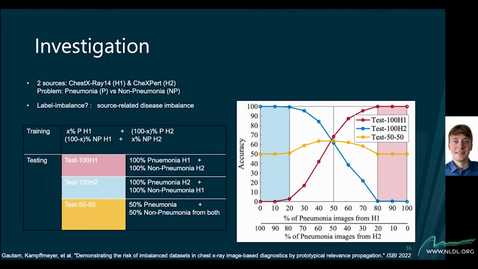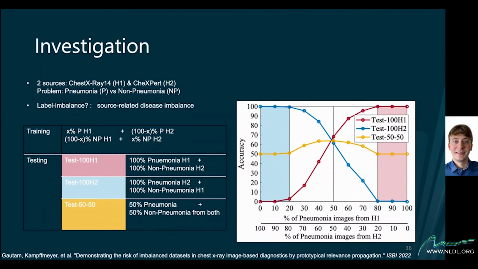So in this investigation, we considered this task of pneumonia detection, so trying to figure out does a patient have pneumonia or not. And just to illustrate this problem with imbalance, we trained a set of 11 models. Each of these points here on the x-axis corresponds to a trained model. What this first point means is that we have 0% of pneumonia images from hospital 1. That means that whenever we train these models, we always train them balanced, so we have the same amount of images from hospital 1 as we have from hospital 2.